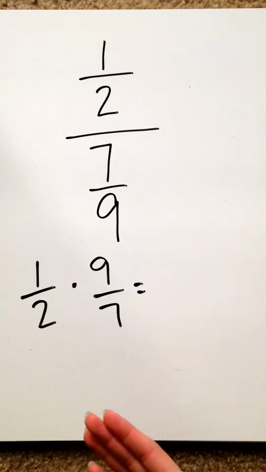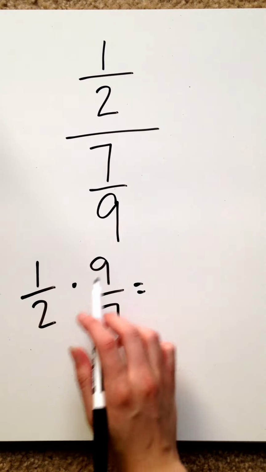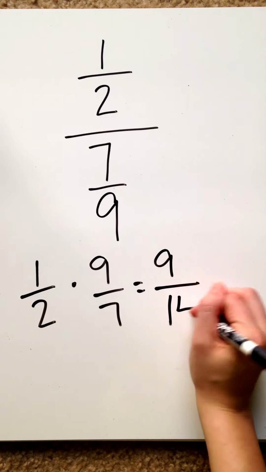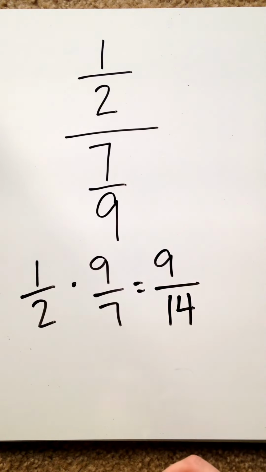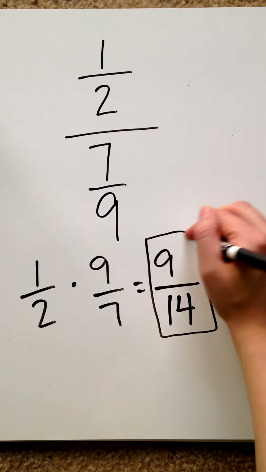Then we have a multiplication problem, which is pretty simple. We just multiply across. 1 times 9 is 9. 2 times 7 is 14. Since 9 over 14 is completely reduced, that is my answer.